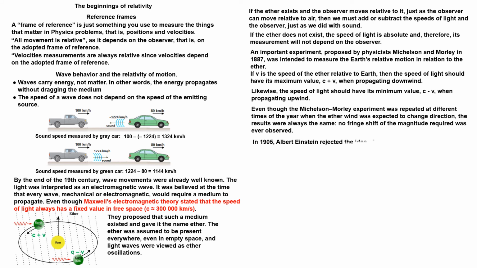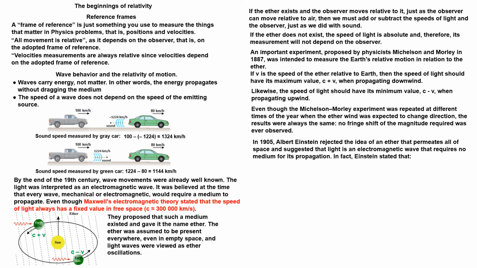In 1905, Albert Einstein rejected the idea of an ether that permeates all of space and suggested that light is an electromagnetic wave that requires no medium for its propagation. In fact, Einstein stated that the speed of light, like any other wave, is independent of the speed of the emitting source.